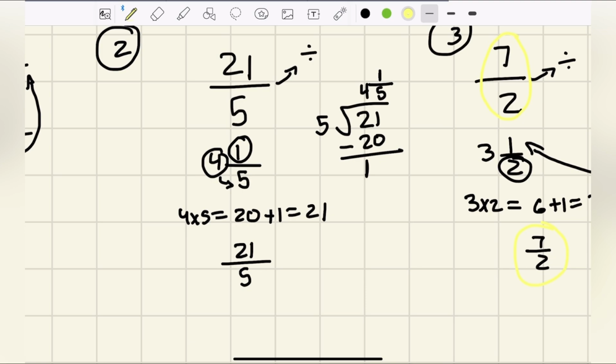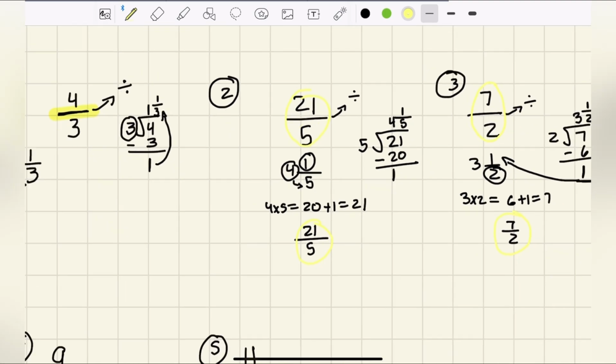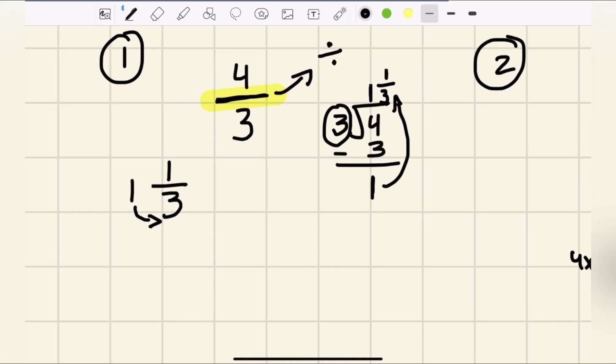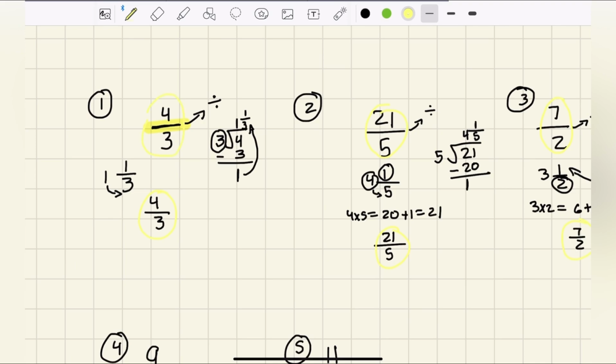And let's just highlight that. So 21/5 right there. And let's see. Oh, this one we didn't actually check it. So remember, we multiplied 1 times 3 plus 1. That's 4. 4/3. And that's also the same, which means we got it correct.